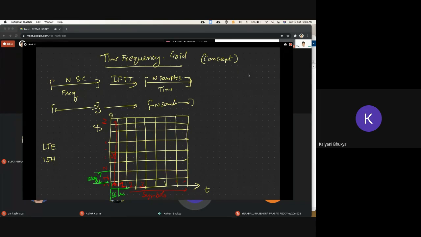Is 15 kilohertz for only one subcarrier, sir? So every subcarrier is 15 kilohertz. Each of these is 15 kilohertz. I think you should clarify that this is the subcarrier spacing, not the carrier itself. I think that was a confusion. Yes, this is the subcarrier spacing. And this is your OFDM symbol length. Is that fine? Okay. Any other questions before we proceed?